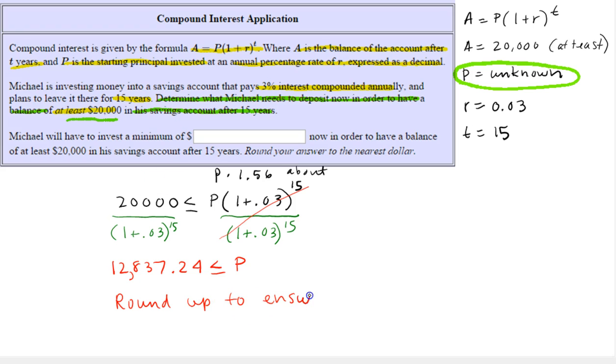To ensure that the future amount is greater than or equal to 20,000, we need the principal to be greater than or equal to this, and if we're going to round to the nearest dollar, rounding up would be 12,838. So 12,838.